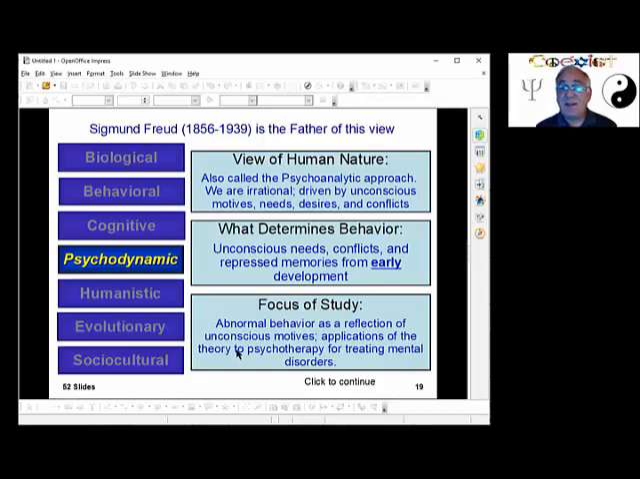The focus of study then is the abnormal behaviors, things that happen that aren't normal. He didn't care about normal people. He cared about the people with pathologies, as a reflection of unconscious motives, with applications of this theory then to psychotherapy for treating mental disorders.